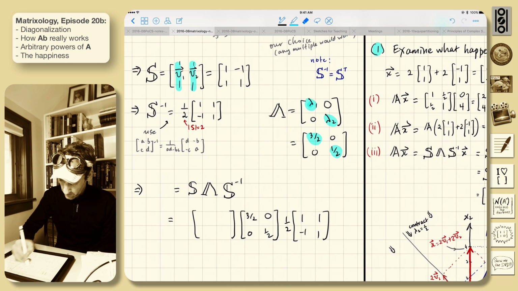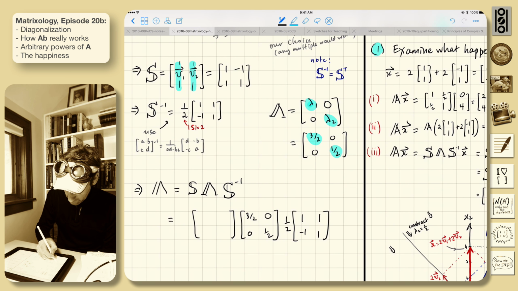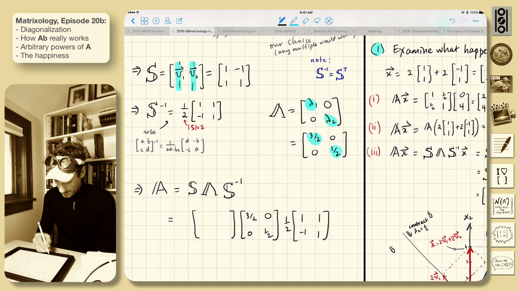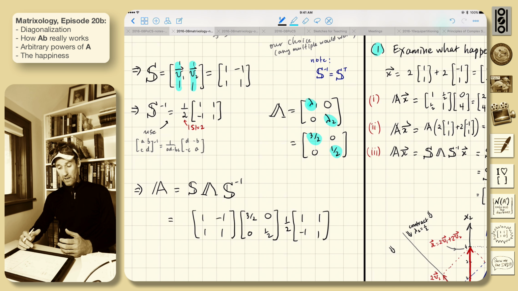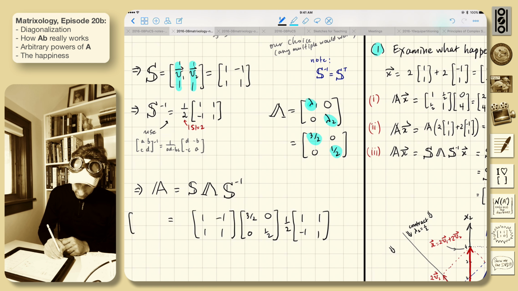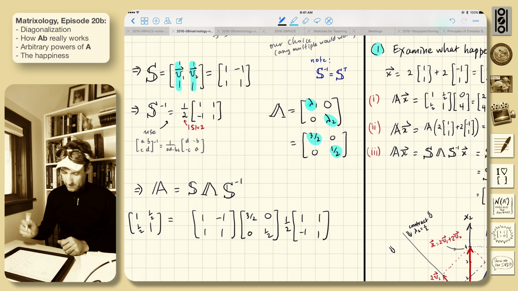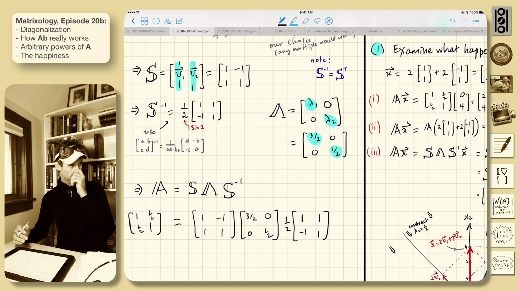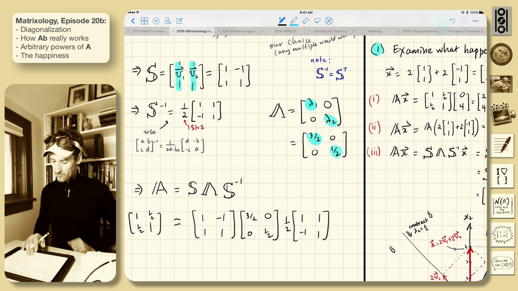Let me fix this up too. That's an A. And then we have here S, minus 1 on the top. So this is a better way to write A. It's just a better way to write A. All right, this looks fine. 1, a half, 1. But this shows us what A does in a clear way. Okay, good.